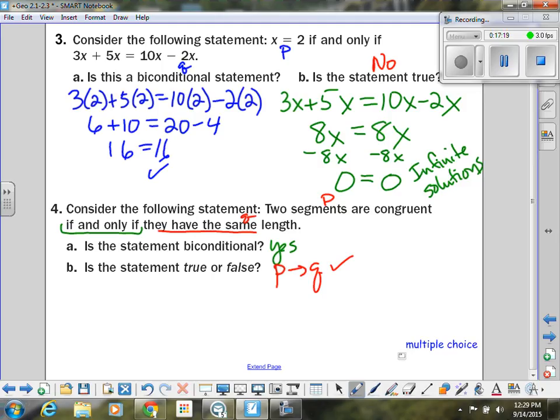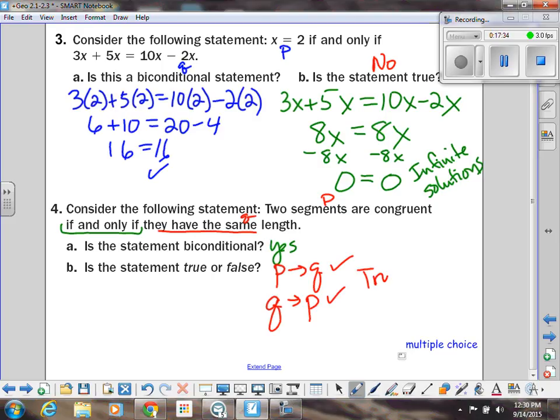Now I'm going to do the opposite, the converse. If Q, then P: if two segments have the same length, then they are congruent. Yes, that is true as well. So that is a true biconditional statement.